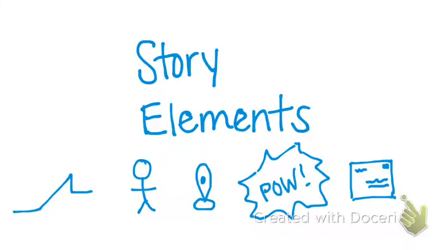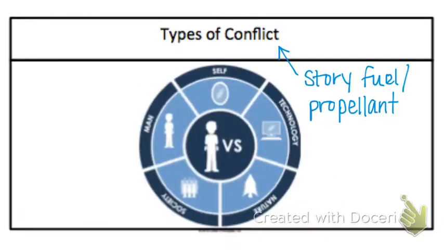So this third video of story elements is going to be on conflict. Conflict has a glue-in flap. Make sure that you leave 2 lines for this top that you can glue over. So conflict is our story fuel, or the propellant. It's the thing that takes our story forward, right? It helps us build the rising action.